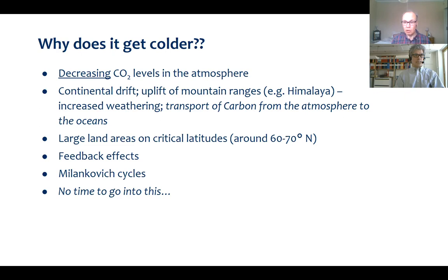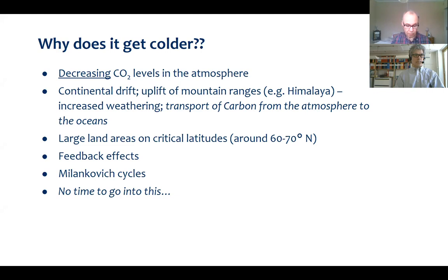This is a slow process, but it's a very persistent process that's been ongoing during this time period. And today, also during the Quaternary, we have large land areas at critical latitudes for glaciation. The critical latitudes in the Northern Hemisphere are especially between 60 degrees and 70 degrees north. Stockholm is just south of 60 degrees north. I'm now sitting at 59.3 degrees north or something like that.